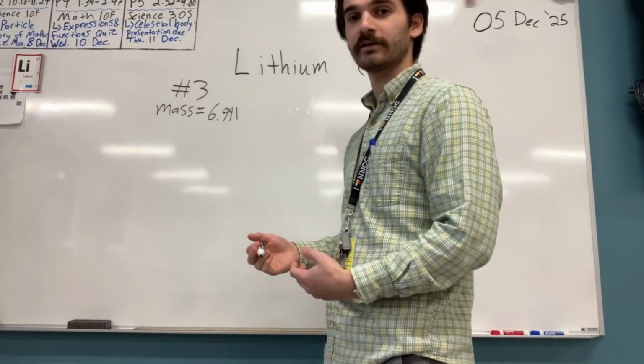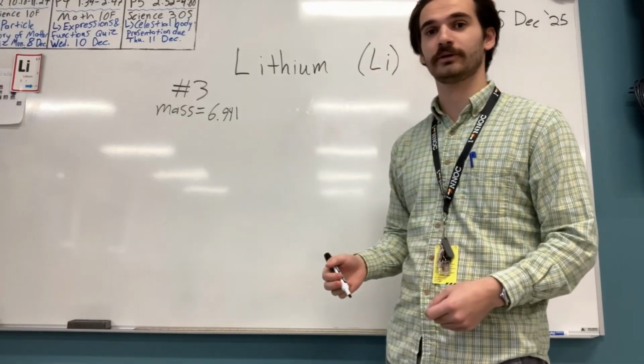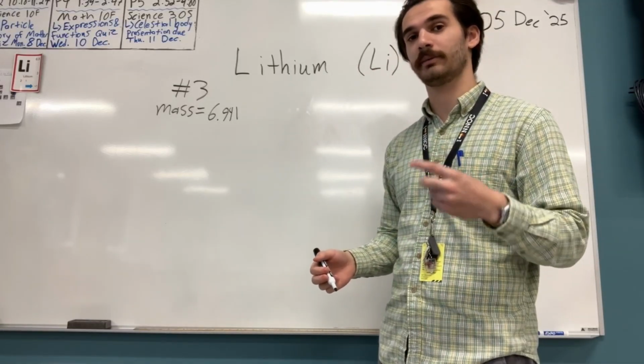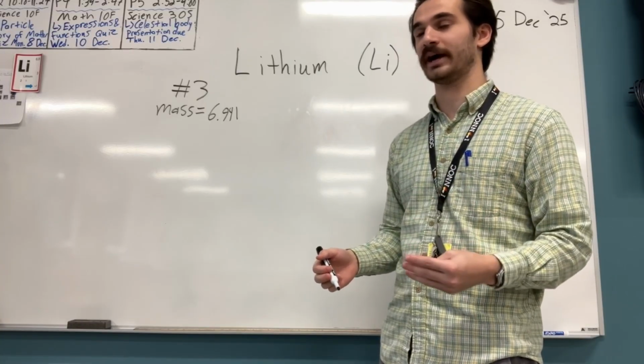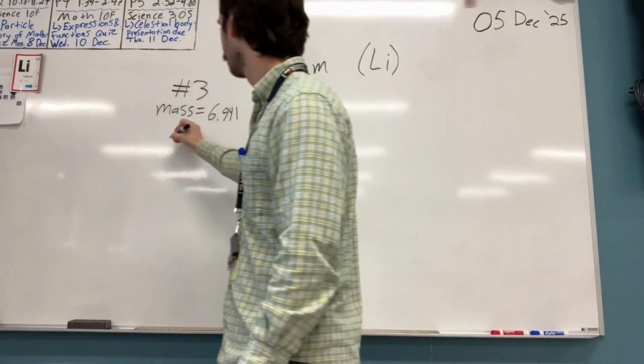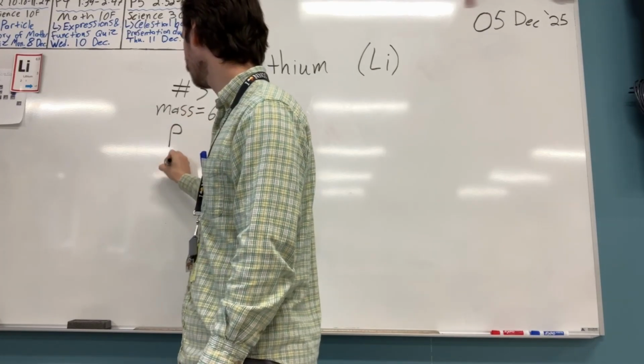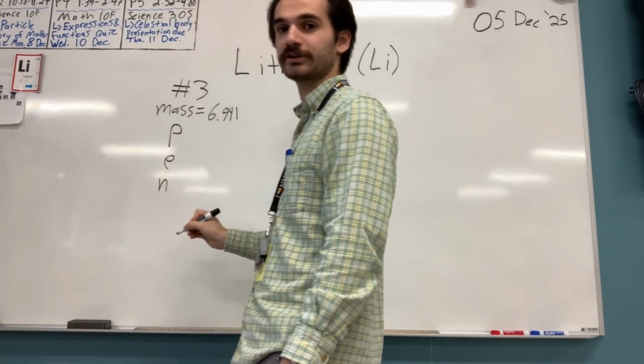Now for a Bohr diagram, we need to know 3 things. We need to know how many protons, we need to know how many neutrons, we need to know how many electrons are in a typical lithium atom. So P, E, and N: proton, electron, and neutron.